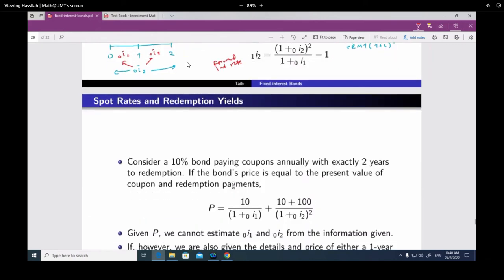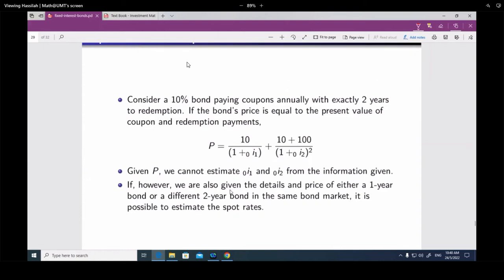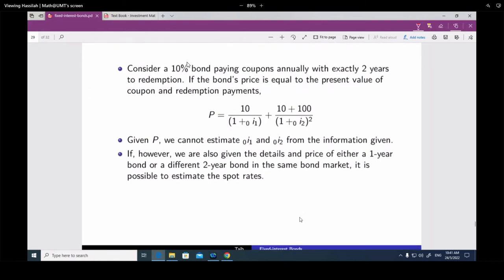Spot rates and redemption yield. Okay, so we consider a 10% bond. 10% bond maksudnya apa? Ingat lagi tak ni? Lama dah pasal bond lupa. 10% bond? Maksudnya apa? Coupon rate. 10% tu ialah coupon rate. Okay, coupon rate. 10% adalah coupon rate.